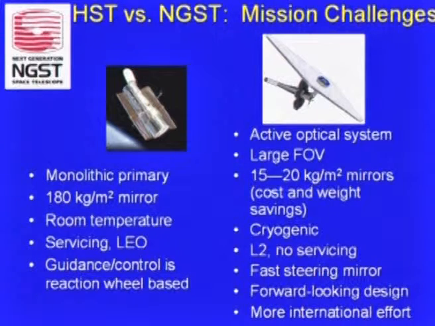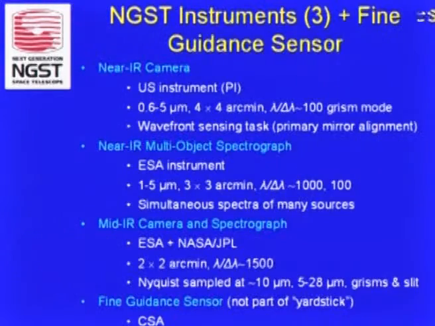That's a heavy-duty requirement from NASA, is that we can't fail, it has to work once. There's a fast steering mirror, which may alleviate some of the requirements on guidance and control. And a major philosophy difference is that we have this forward-looking design. I spoke about the instruments, the instrument complement on NGST, and this is a list.